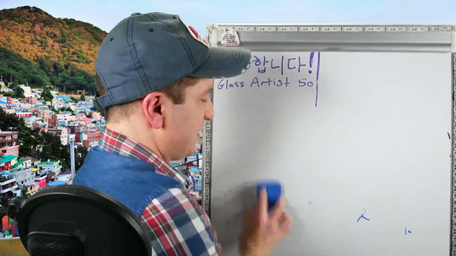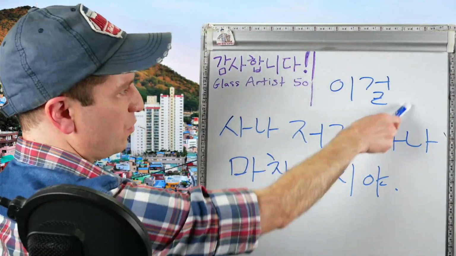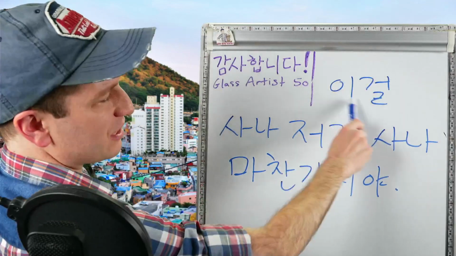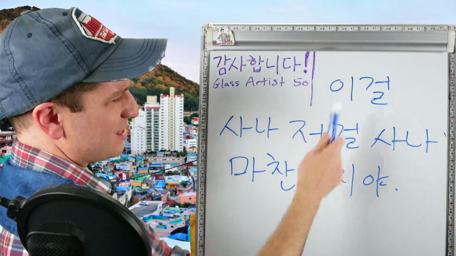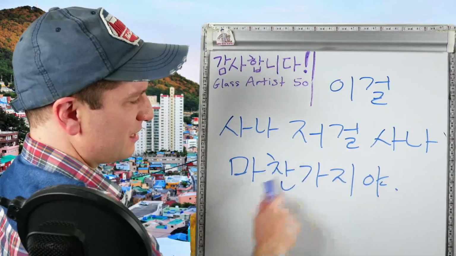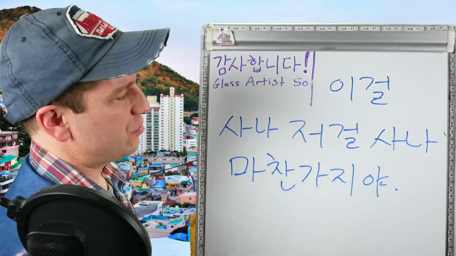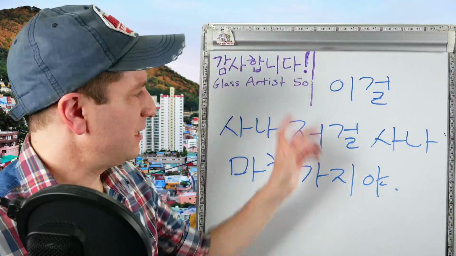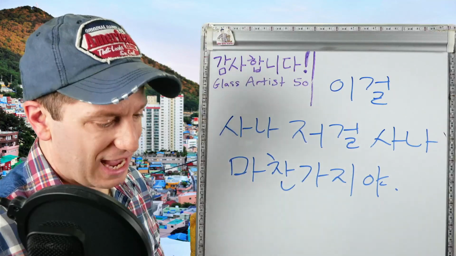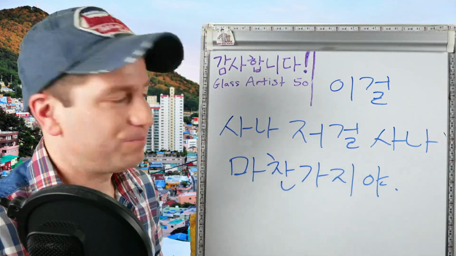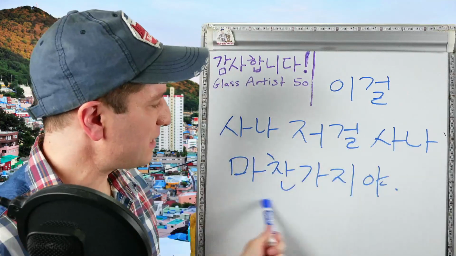Okay, next sentence. 이걸 사나. So if you buy this, 이것을 사다, to buy. So it's no different if you buy this, and it's no different if you buy that. 마찬가지야. It's the same. So it's the same whether you buy this or that. 이걸 사나, 저걸 사나, 마찬가지야. So whether you buy this or that, it's practically the same.